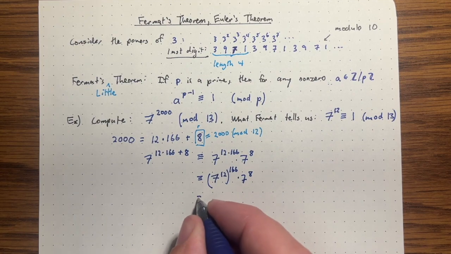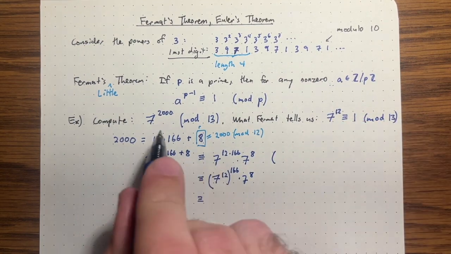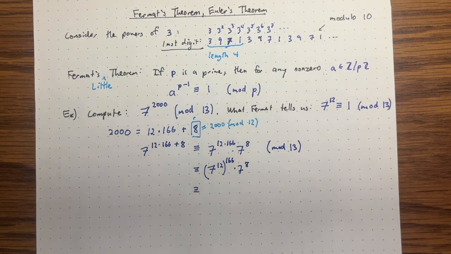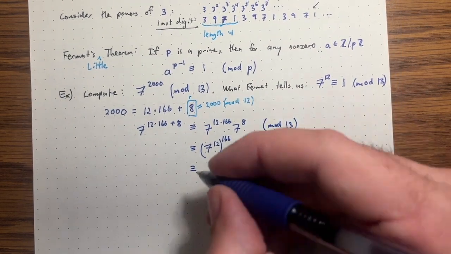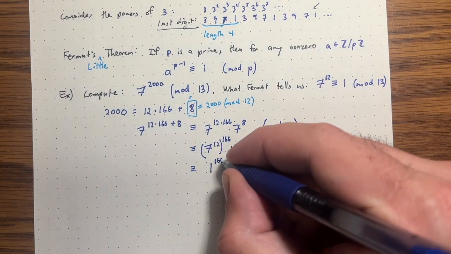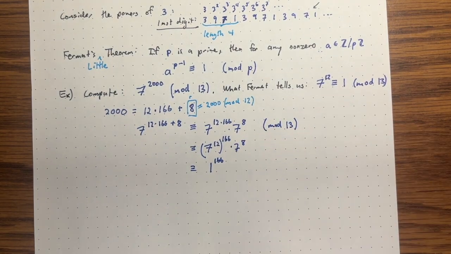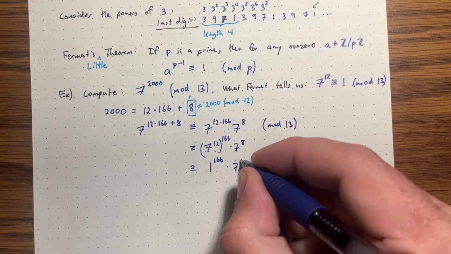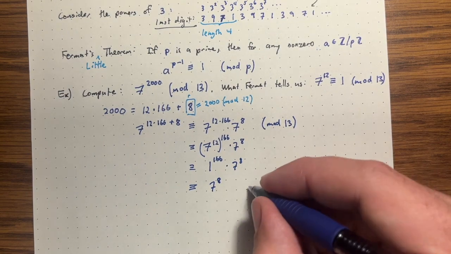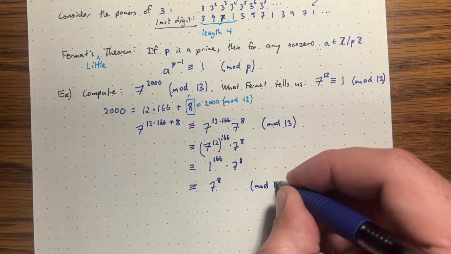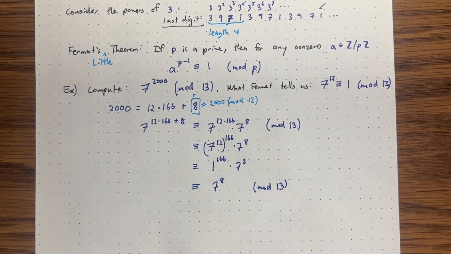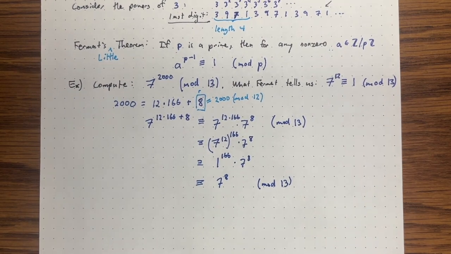And what's going to happen here? This is all happening modulo 13, that's our problem. 7 to the 12 is 1 modulo 13, so I'm going to replace it with 1. And 1 to the 166 is 1. So our problem just becomes 7 to the 8. That's all we have to do. 7 to the 2000 and 7 to the 8 are going to be the same modulo 13.